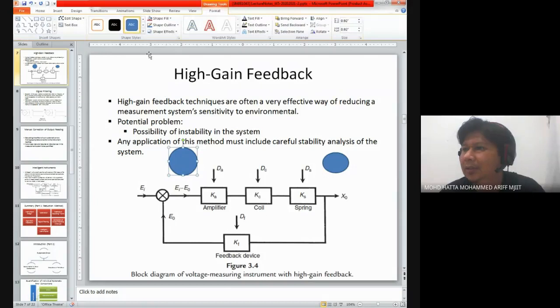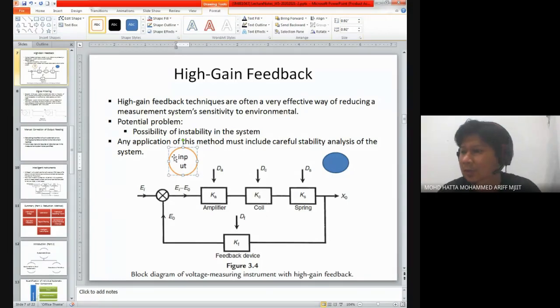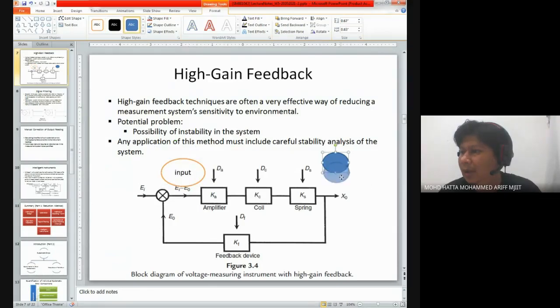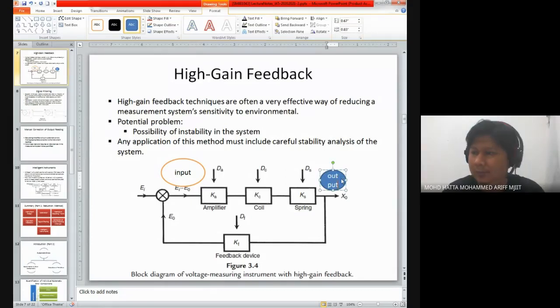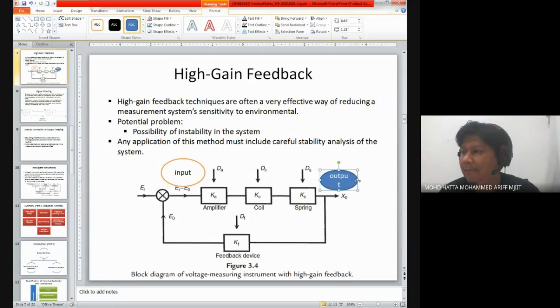Maybe I try to write something over here. Input. Let's say this is our input, and we would like to have our output over here. But in a practical situation, normally the amplifier will be exposed to disturbance, the coil also will be exposed to disturbance, and the spring also will be exposed to disturbance. So D over here is considered the disturbance for these particular modules.